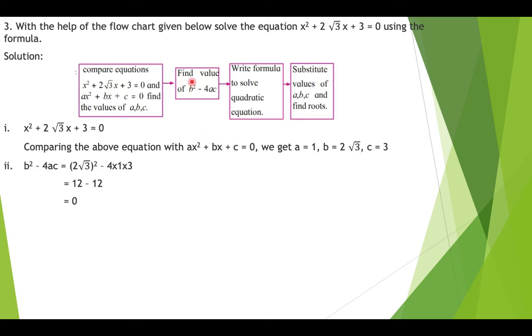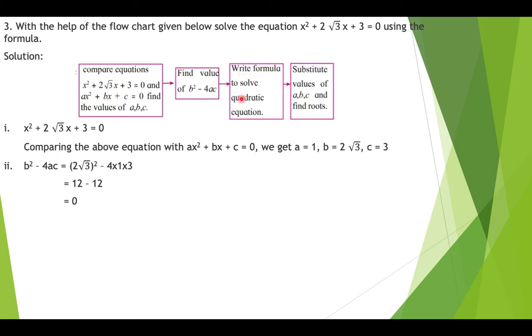Now in this, we have to find the value of b square minus 4ac. So b square is 2 root 3 square minus 4 into 1 into 3. So 2 square is 4 and root 3 square is 3. So you're going to get 4 into 3. So 4 3s are 12, and 4 into 1 into 3 is 12. So b square minus 4ac is equal to 0. Now what is written in the third step?